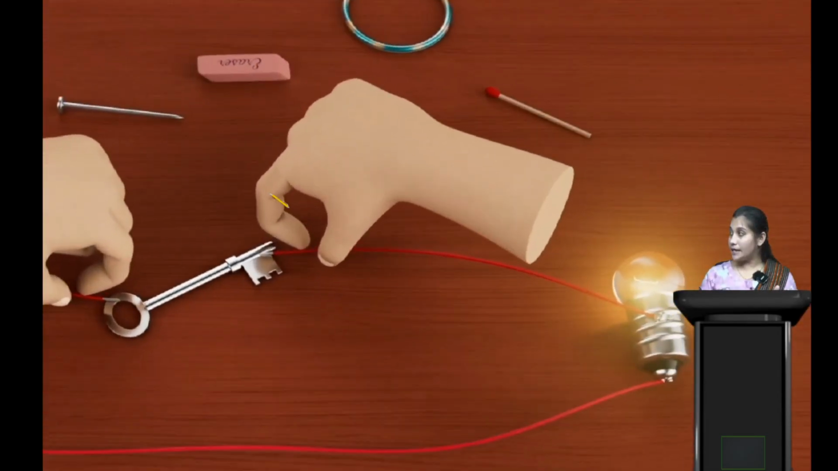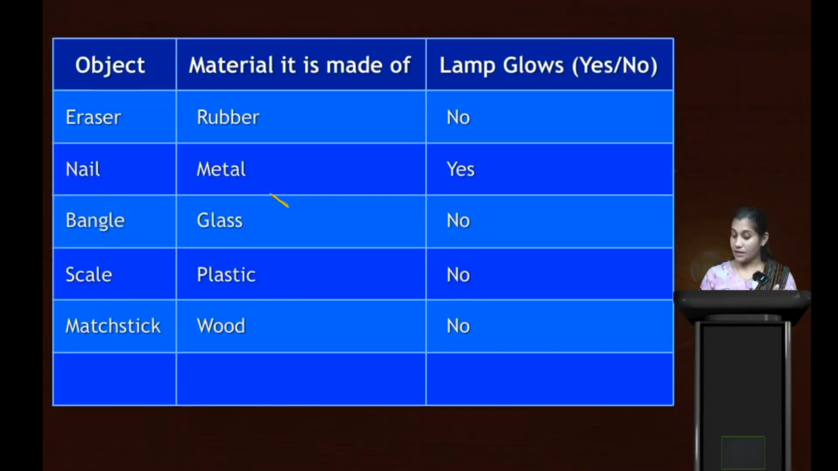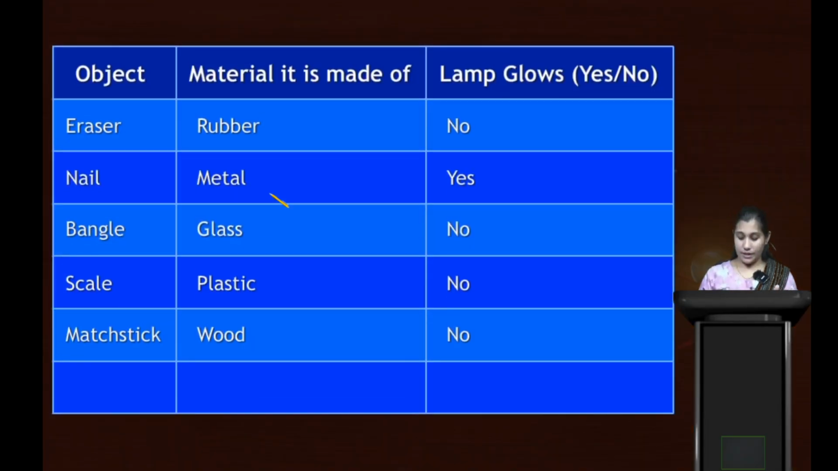And then we have taken a key and we have allowed the two wires to touch the two ends of the key and we have observed the lamp glows. So in the table we will write the key. Material made up of is a metal and the lamp glows? Yes. So these are the observations we have got from this activity.